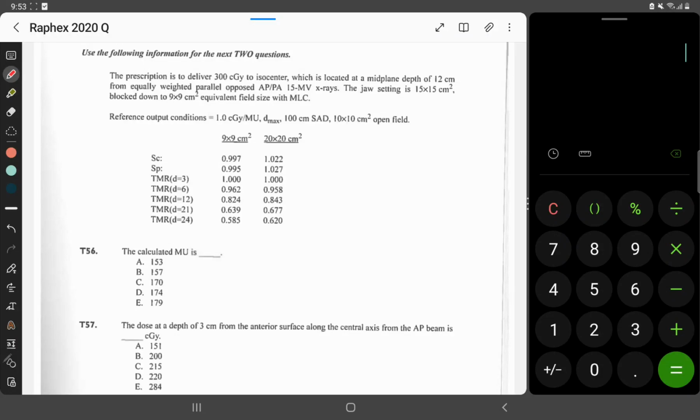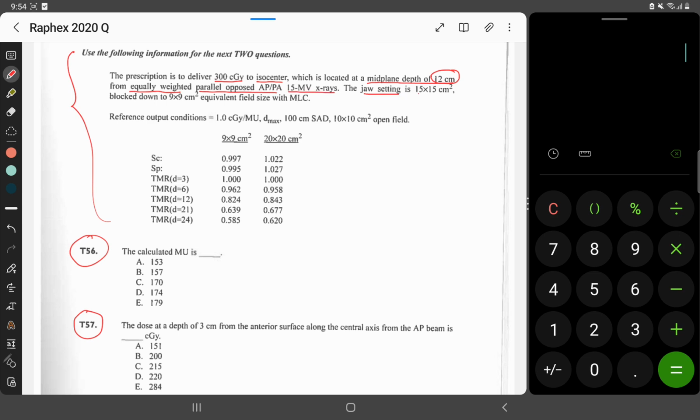So these are one of the few frequent questions in graphics as well as in FRCR 1. They have given this information to calculate questions 56 and 57. Use the following information for the next two questions. The prescription is to deliver 300 centigrade to the isocenter, which is located at mid-plane depth of 12 centimeters from equally weighted parallel opposed AP/PA beams of 15 MV X-rays.